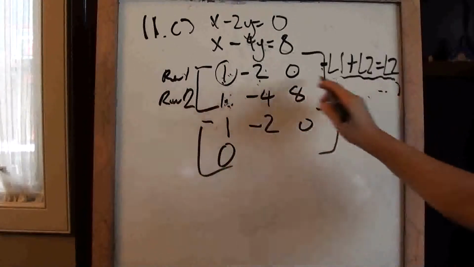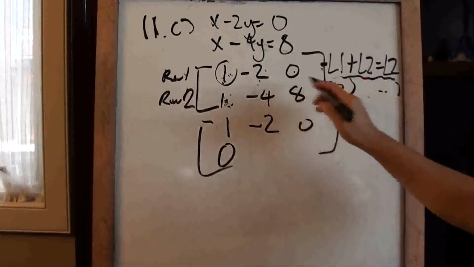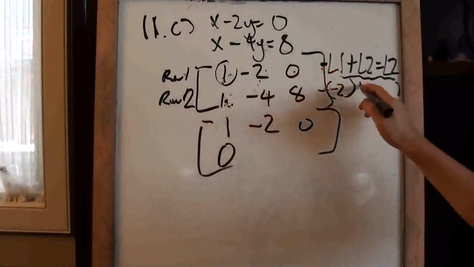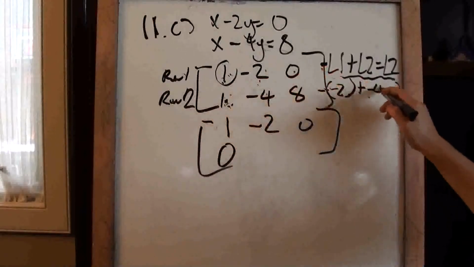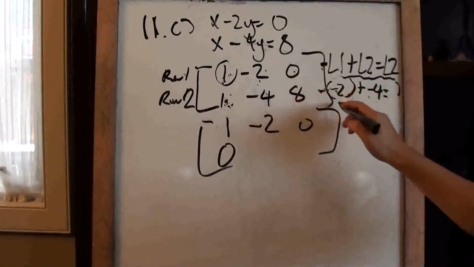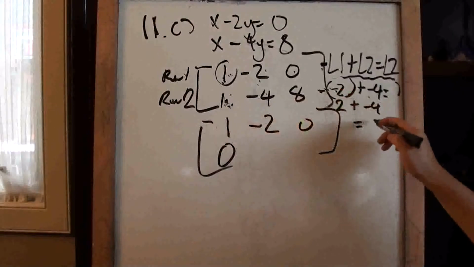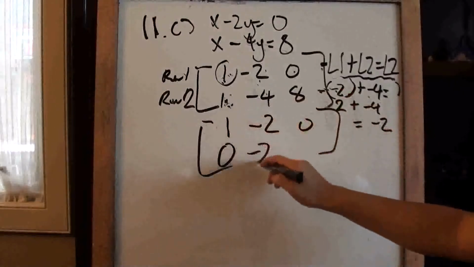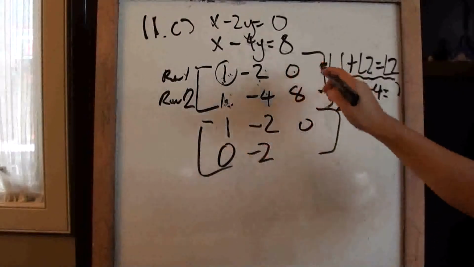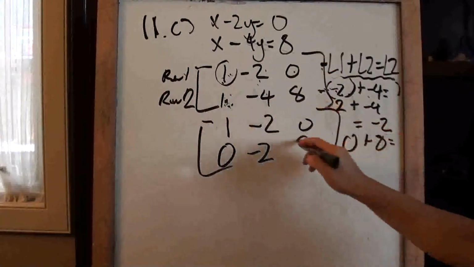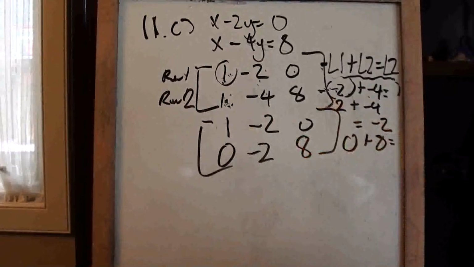Same thing here. Negative 2, but remember this is minus, so that's going to be positive 2, plus negative 4. So the negative cancels out, so it's going to be 2 plus negative 4, that's going to be negative 2. So we put negative 2 here. Same thing, 0 times negative doesn't matter, is 0 plus 8 is 8. So that will be the equation.